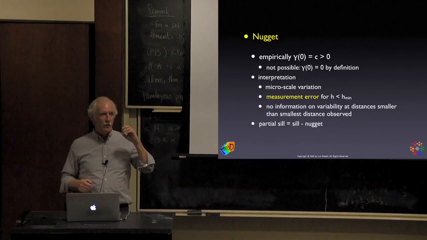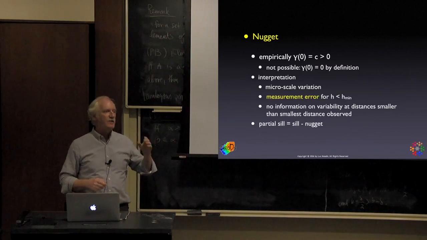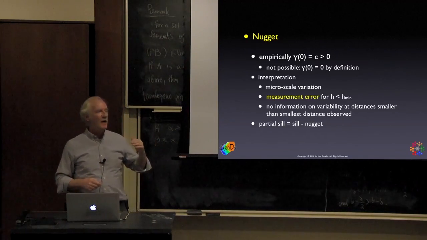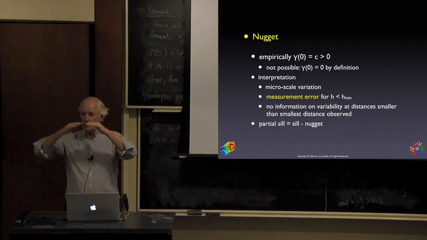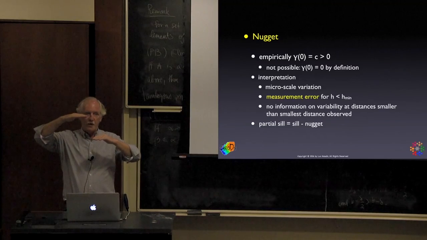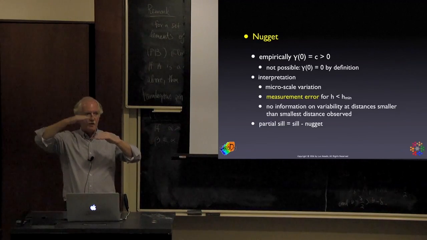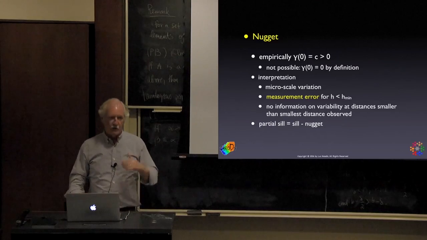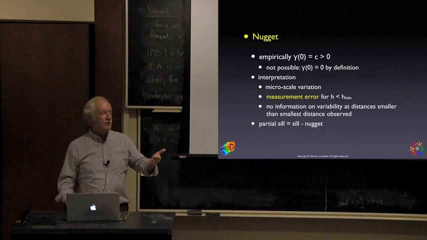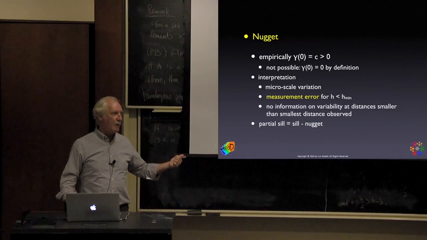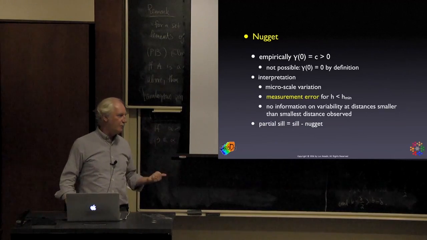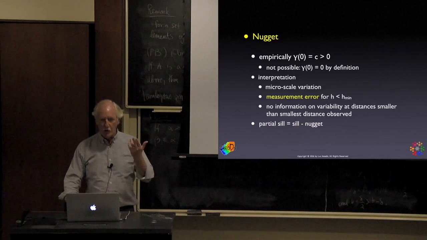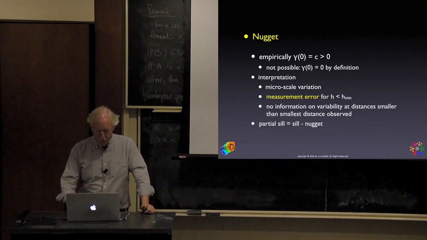So they use the nugget, which you can think of as an intercept, and then the sill, which is the top, and the difference between the sill and the nugget is the partial sill, right? So if you have the nugget and the partial sill, you get the sill by adding them up. If you have the nugget and the sill, you get the partial sill by subtracting the nugget. So with 2 out of the 3, you know the third one.